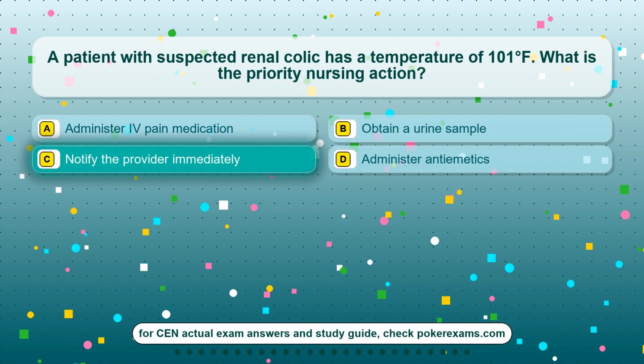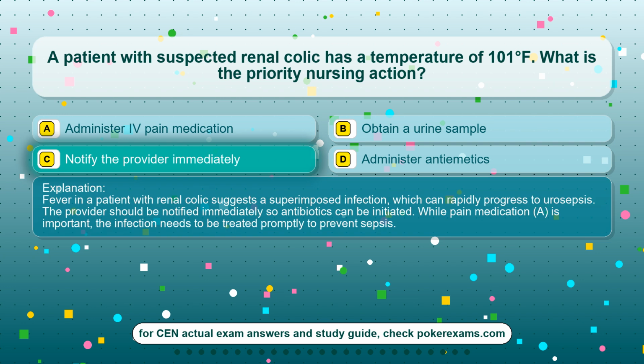The correct answer is option C, notify the provider immediately. Fever in a patient with renal colic suggests a superimposed infection, which can rapidly progress to urosepsis. The provider should be notified immediately so antibiotics can be initiated. While pain medication, A, is important, the infection needs to be treated promptly to prevent sepsis.